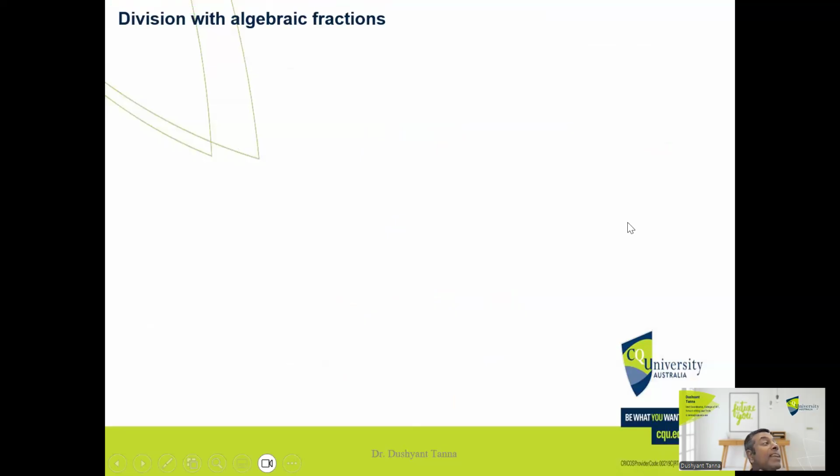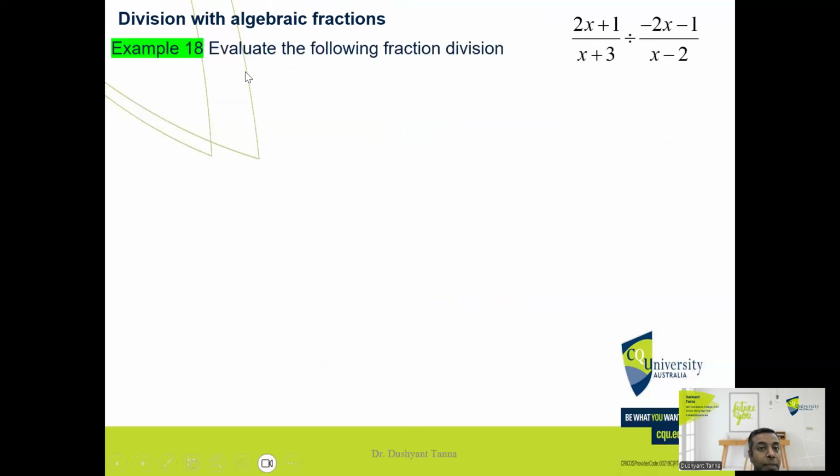Division works the same way. You flip the numerator and denominator, converting division into multiplication. Same thing: the division becomes multiplication and you flip the numbers. So try this one.